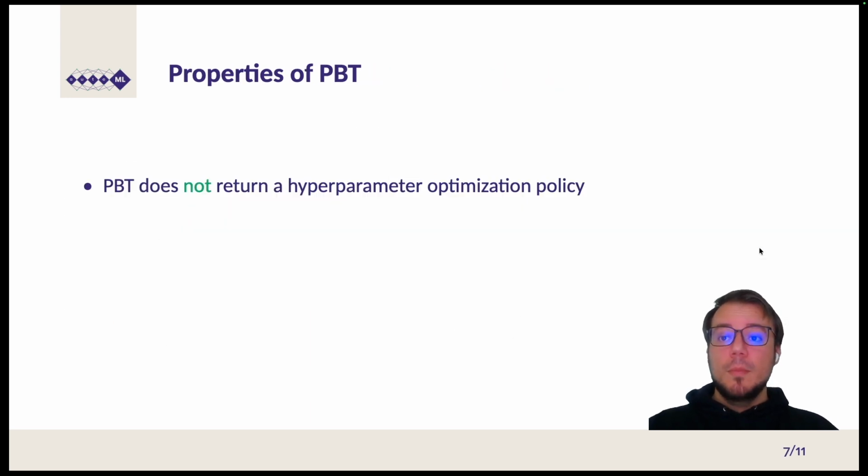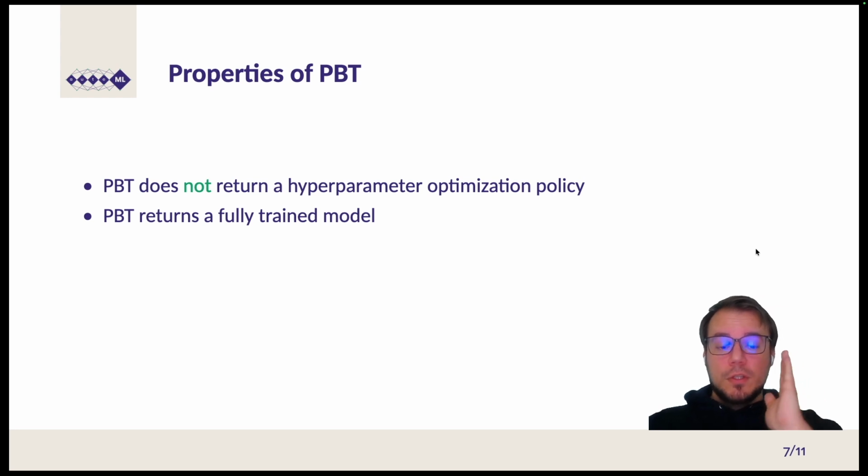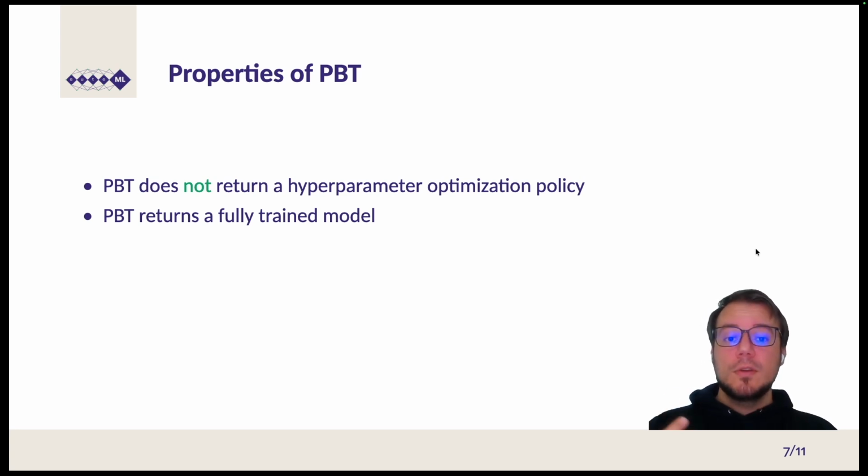However, population-based training does not return a hyperparameter optimization policy. There's a very important distinction. It returns a fully trained model. So the choice of which hyperparameters work well at each time step is really coupled to the neural network weights at this time step. So you do not have a general policy that allows you to train all of these different networks, but the weights that are being trained are really attached to the hyperparameters and vice versa.